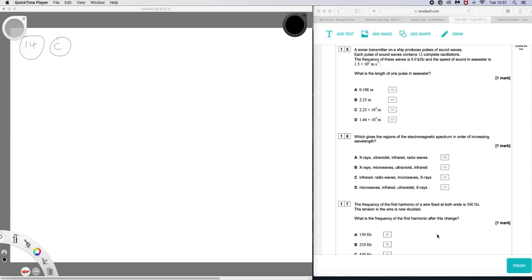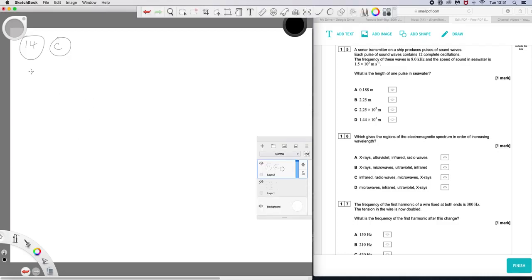Question 15 then. A sonar transmitter on a ship produces pulses of sound wave. Each pulse contains 12 complete oscillations. The frequency of these waves is 8 kilohertz. And the speed of sound is 1.5 times 10 to the 3. We want to know what is the length of one pulse, which is 12 wavelengths.